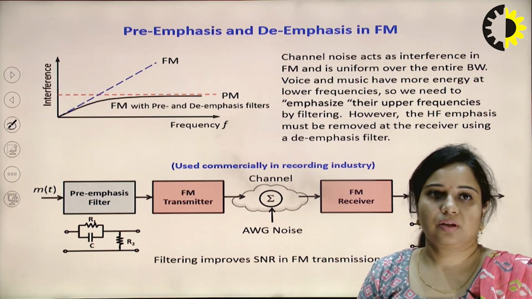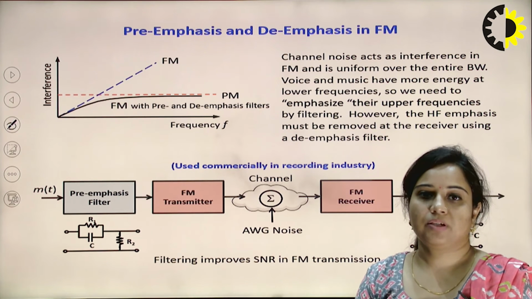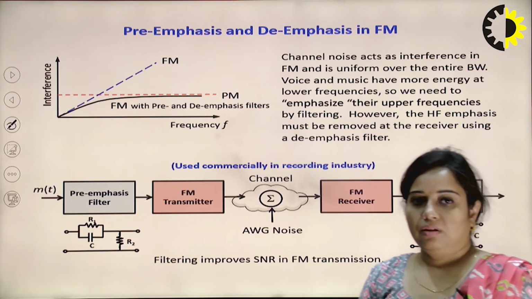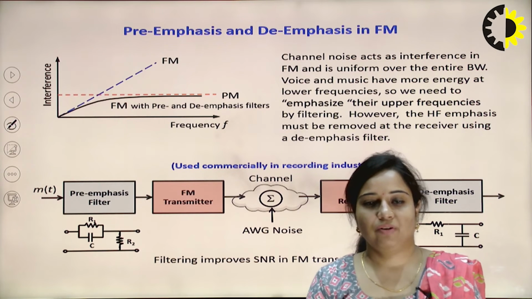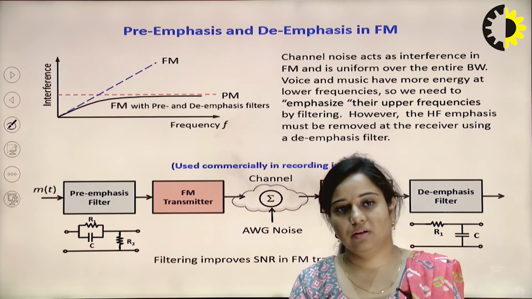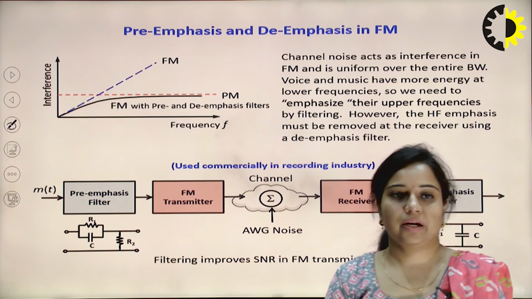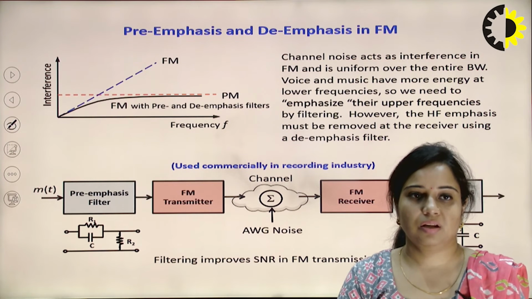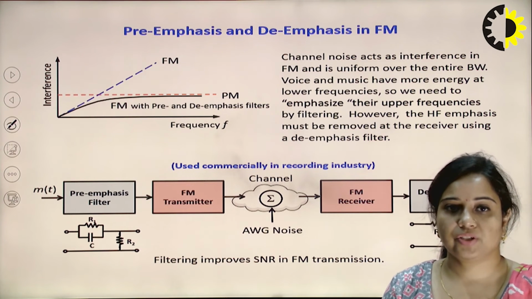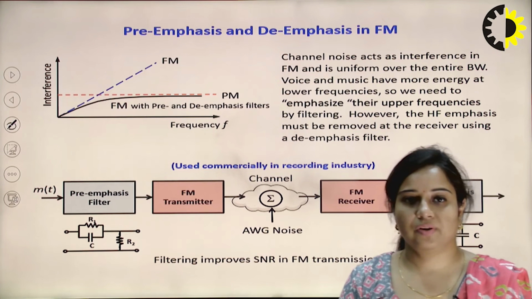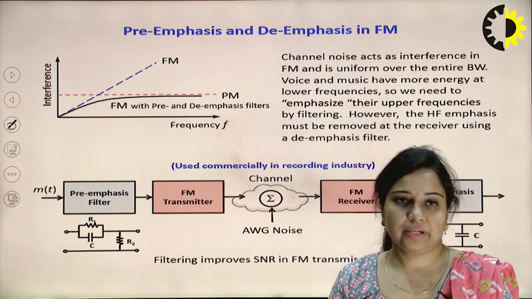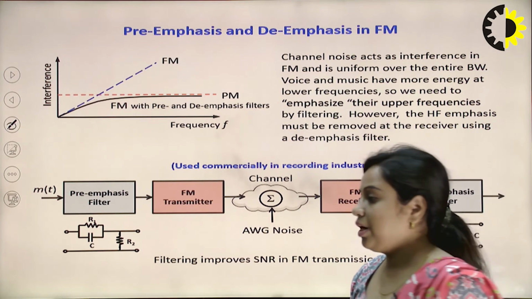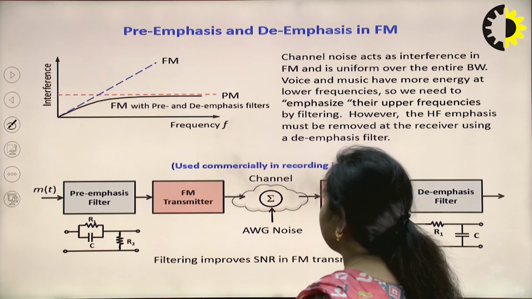Now the next important topic that is related to FM is preemphasis and deemphasis. Since the signal has to travel over a channel, whether it is a guided channel or an unguided channel, we have to increase the amplitude of the signal prior to the modulation, and then whatever we have increased, we have to compensate at the receiver side after demodulating the signal. So that is the main idea behind preemphasis and deemphasis.